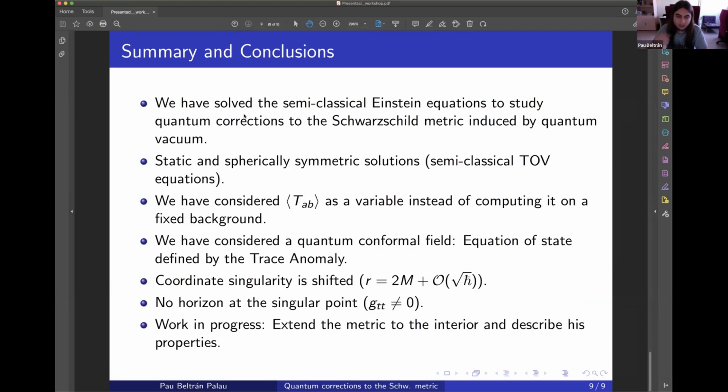And finally, the conclusion we have obtained from the calculation is that the coordinate singularity is shifted in the radial coordinate by a factor of the order of the Planck length, and at this particular point there is no longer a horizon, and therefore we can extend the metric beyond this point. This is a work in progress because we are right now trying to extend the metric to the interior and describe its properties. So thank you very much for the invitation and all.